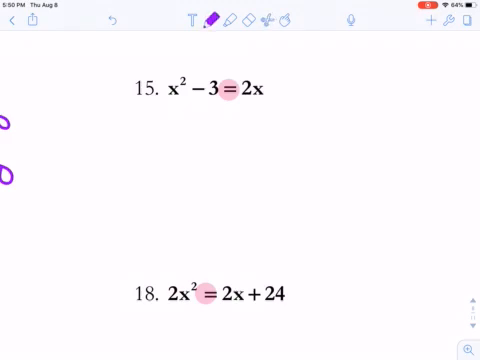Number 15, only 2 more examples. First thing we need to do is set this equation equal to 0. So I'm going to subtract the 2x over so that there's nothing else on the right-hand side. And notice how I wrote it in standard form. It was the x squared plus bx plus c.